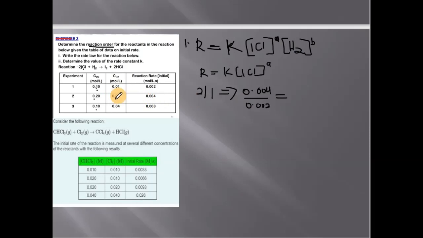let's look at something. The concentration of experiment 2 is 0.2, to the power A, because the order of the reaction of the iodine chloride, we assume, is A. Then the concentration of iodine chloride for experiment 1 is 0.1. You can pick 0.01 or 0.10 or 0.20, the same thing.